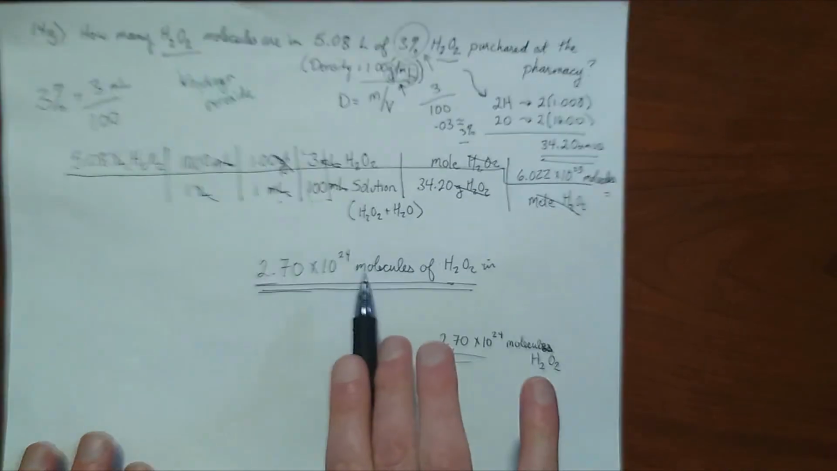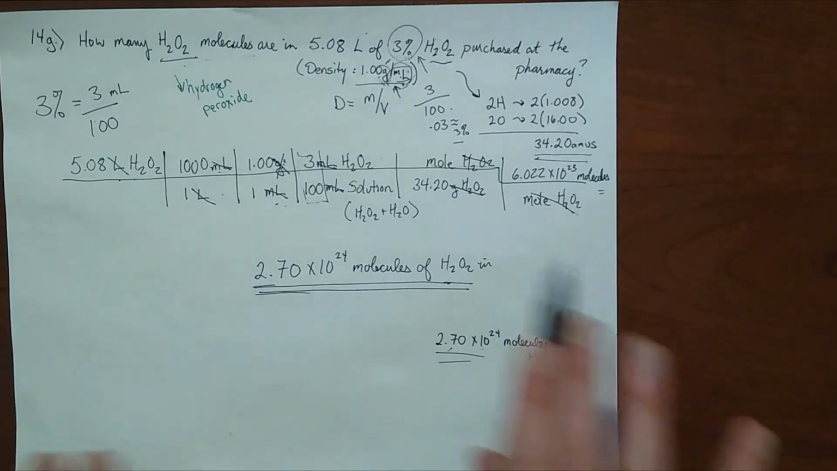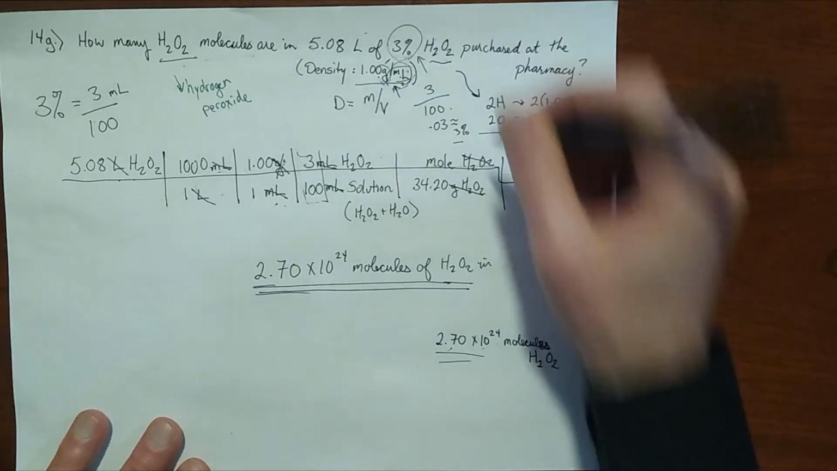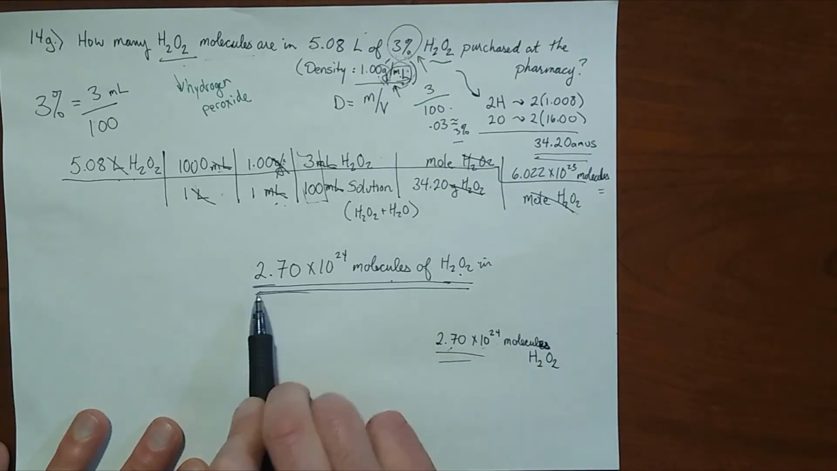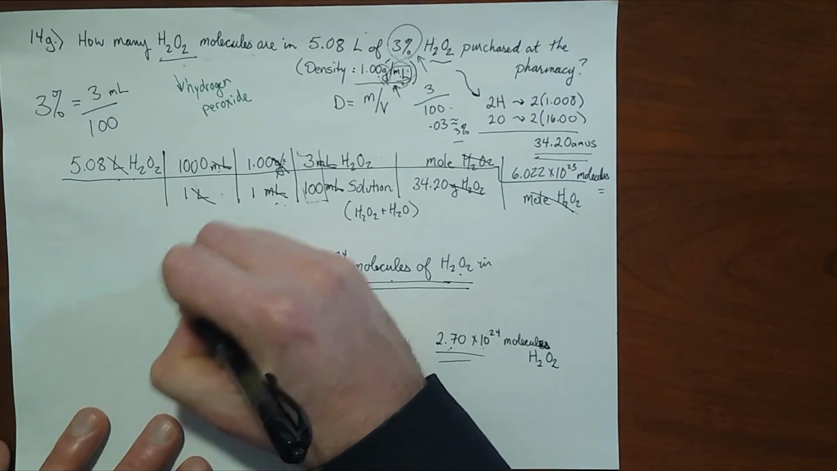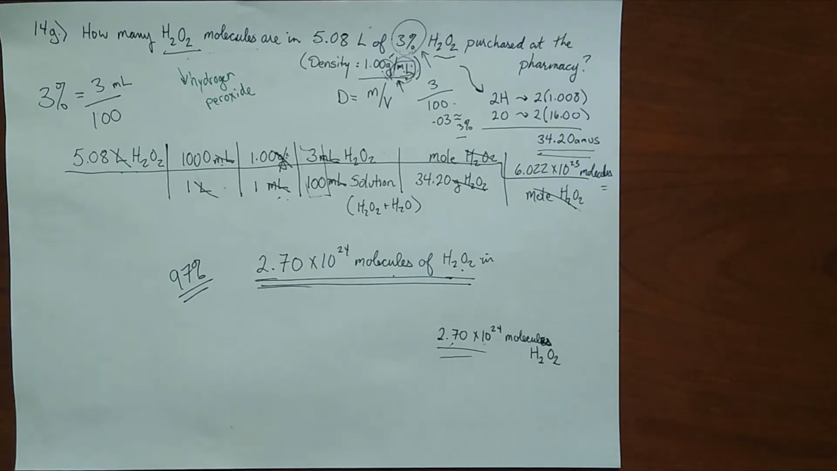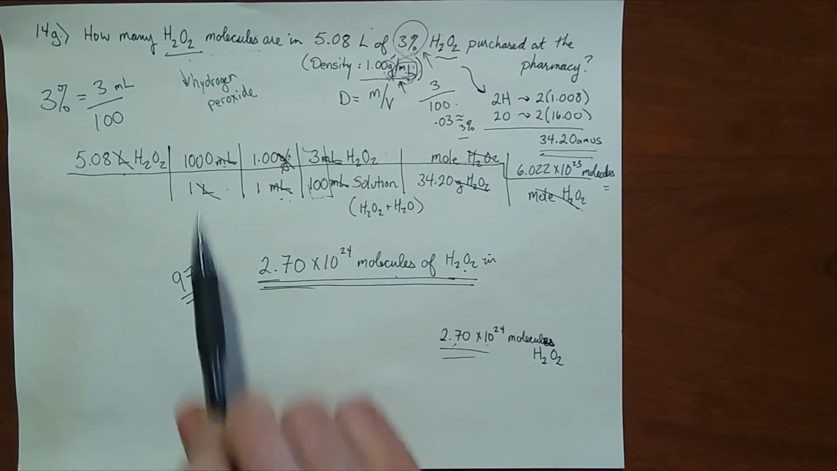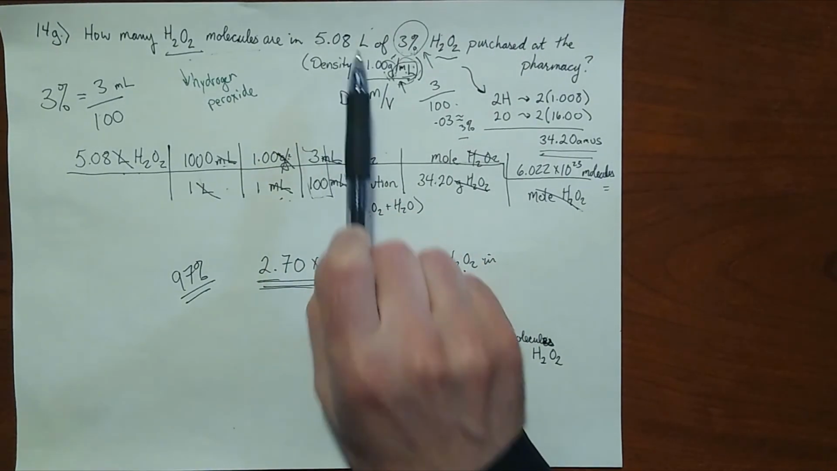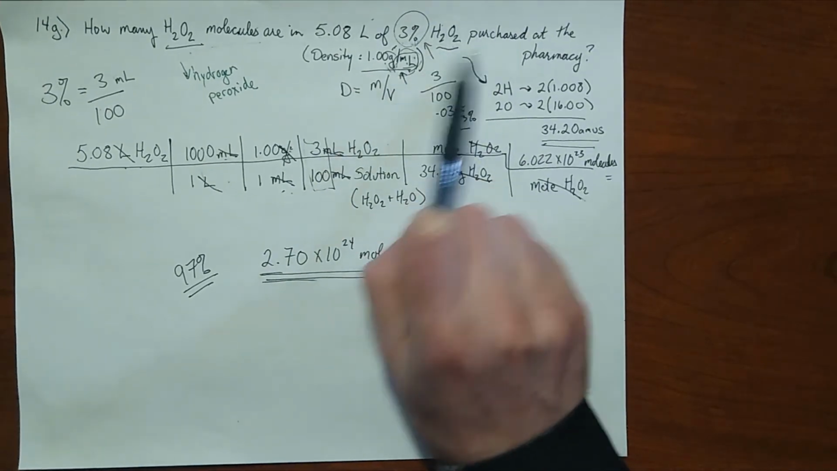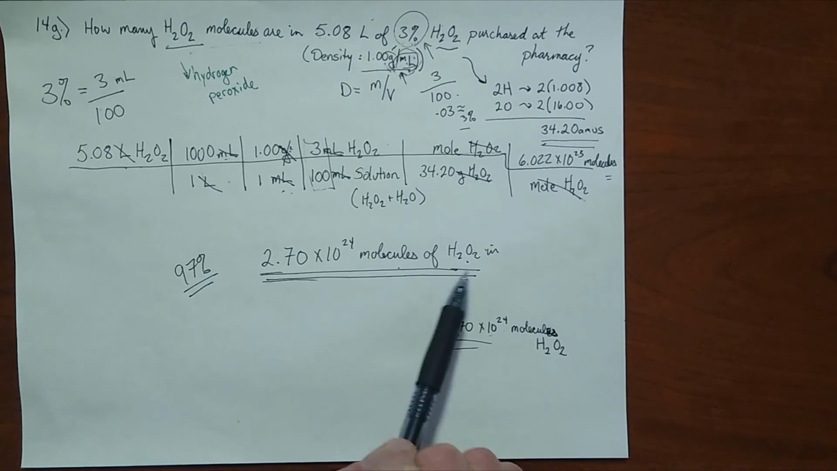This is not the total number of molecules of all of the molecules in the solution. This is just that 3% worth of H2O2 molecules. There are many more molecules of water because, remember, the rest of the solution is 97% water or something else, depending on what you're mixing it with. So this is not telling us the total number of molecules in 5.08 liters. This is telling us how many of those molecules are actual hydrogen peroxide molecules.